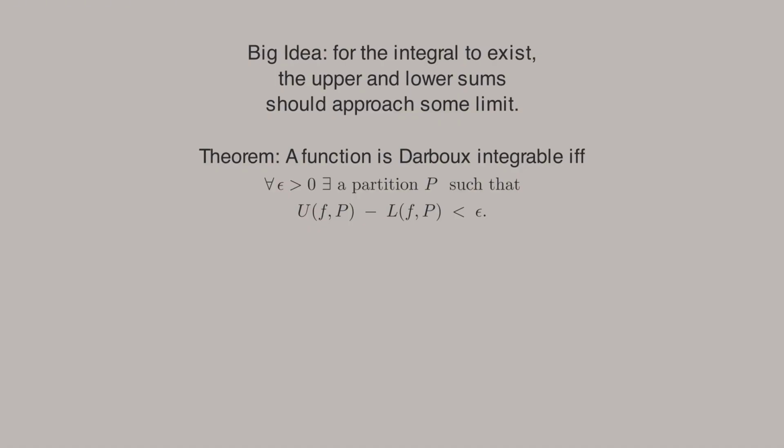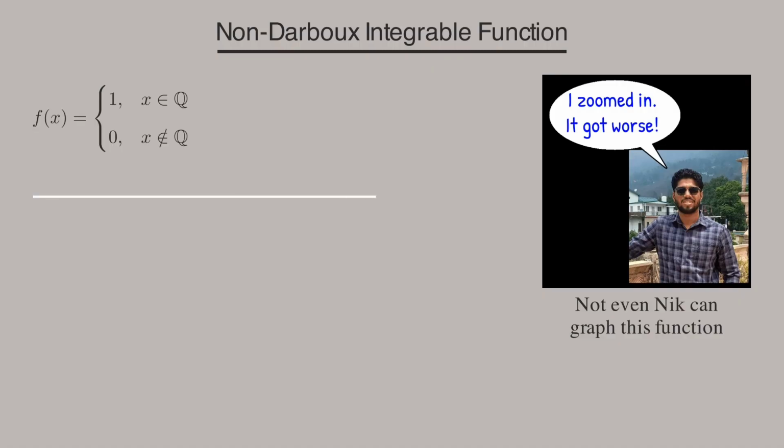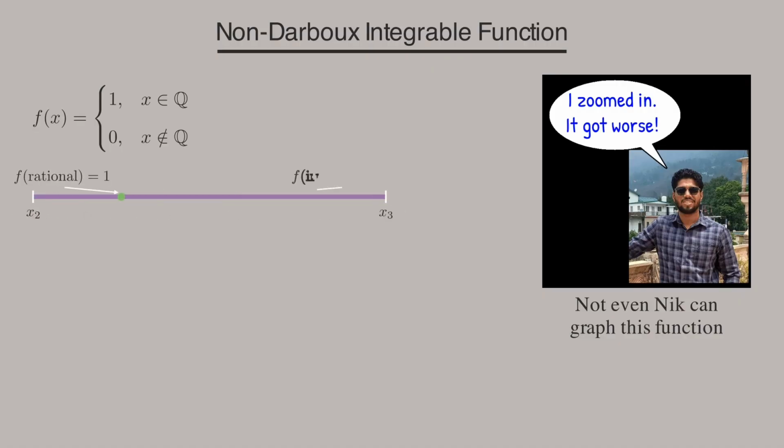Just to show a quick example of a function that is not Darboux integrable, take the function that is 1 at every rational x value and 0 at every irrational x value. No matter how tiny we make those subintervals, every one of them will contain a rational number and an irrational number, so the upper sum will work out to be b minus a, and the lower sum will be 0.